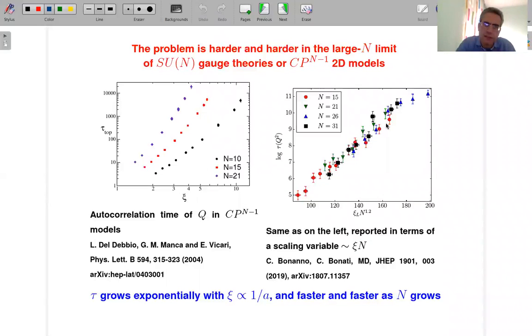This is also visible in this second picture, where the behavior of the autocorrelation time as a function of the correlation length can be given in terms of a scaling variable, which is approximately ξ times N. Now, from a qualitative point of view, why does the situation get worse as N increases? There are many possible heuristic explanations. One possibility is that, as N increases, the typical configurations with a non-zero topological charge are larger and larger. The size distribution of instantons gets concentrated around large instantons, and it is more and more difficult to decorrelate the presence of large instantons. You get frozen more rapidly. But this is quite heuristic.